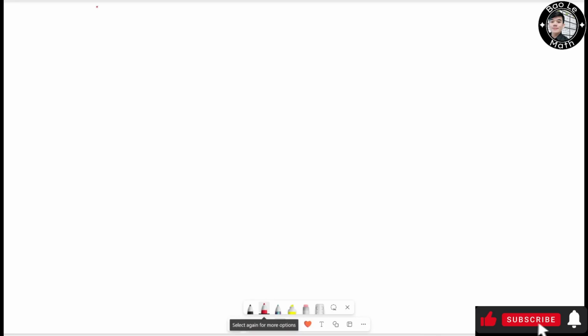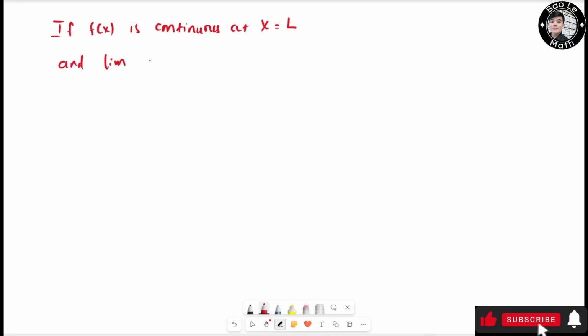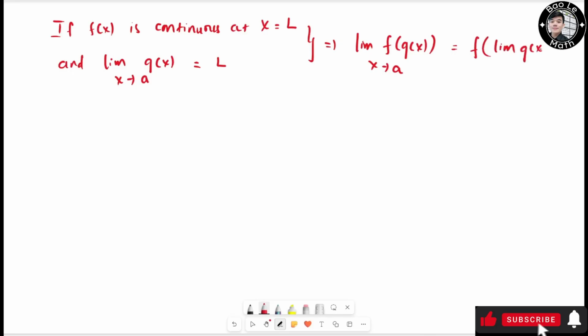If the function f of s is continuous at s equals L and the limit of the function g of s when s approaches a equals L, then we can conclude that the limit of the function f of g of s when s approaches a equals f of the limit of the function g of s when s approaches a.